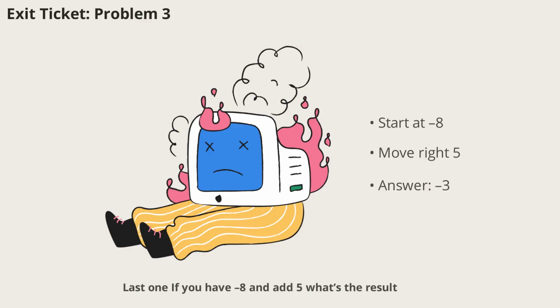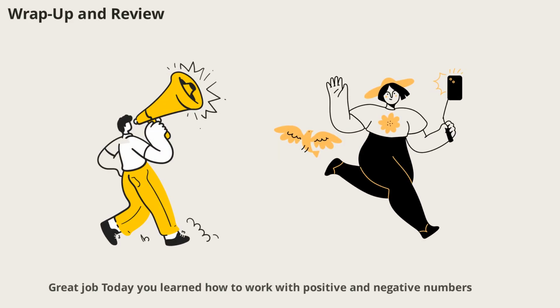Last one, if you have negative 8 and add 5, what's the result? Start at negative 8 and move 5 spaces to the right. You'll land at negative 3. This reinforces the rule that adding a positive moves you right even from a negative starting point.